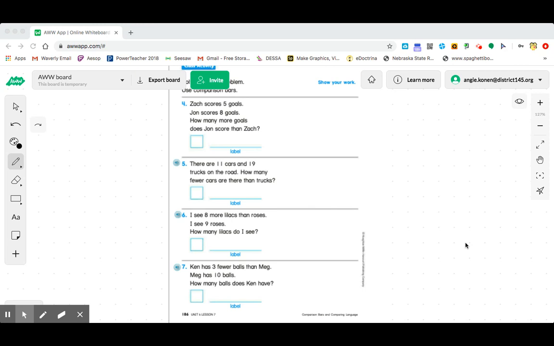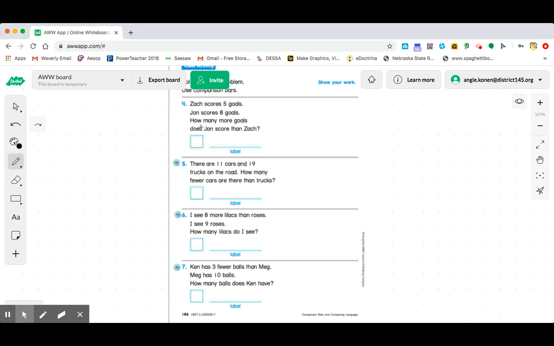All right, we're going to start with number 4. Number 4 says Zach scores 5 goals. John scores 8 goals. How many more goals does John score than Zach? I want you to get started because we have to show our work. We are going to make a math mountain.